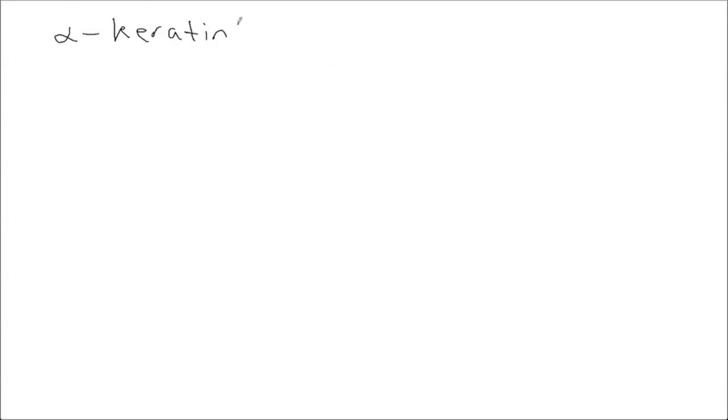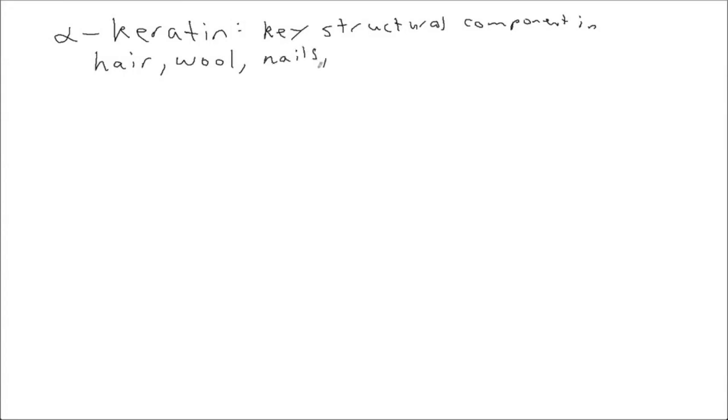So alpha-keratin is the key structural component in hair, wool, nails like fingernails, claws, what else? Horns. Horns are really made out of similar material to hair. So alpha-keratin is a key structural component in all of these biological structures.